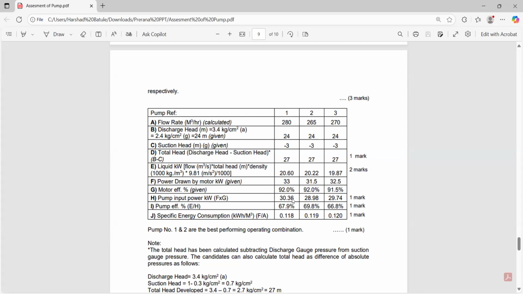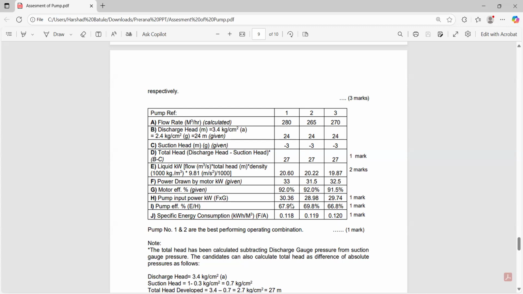And specific energy consumption would be in kWh per m cube. That means 30.36 divided by 280. To deliver 280 m cube flow rate, you will require 30.36 kilowatt as input power, divided by 280 as your total flow rate. So your specific energy consumption would be 0.118 kWh per m cube, 0.119 and 0.120.